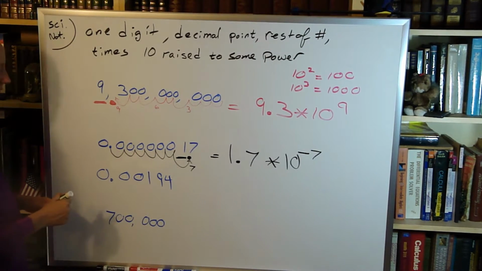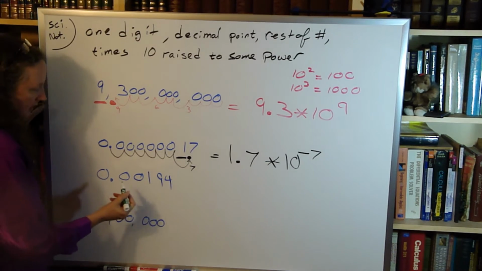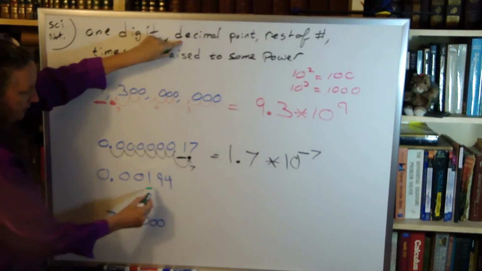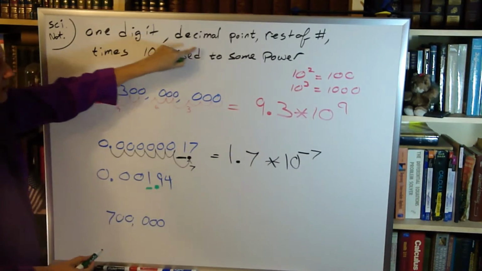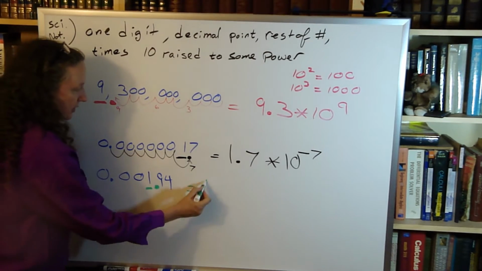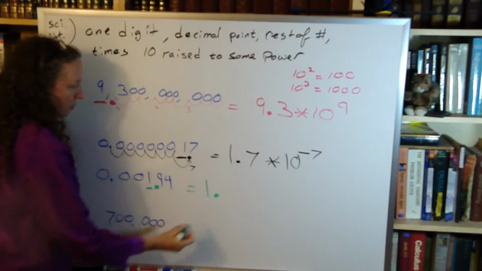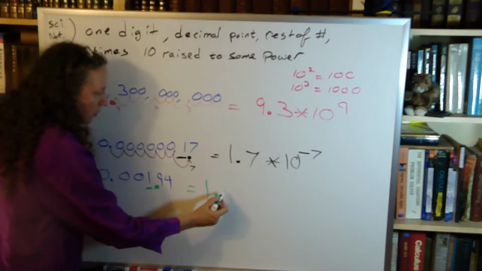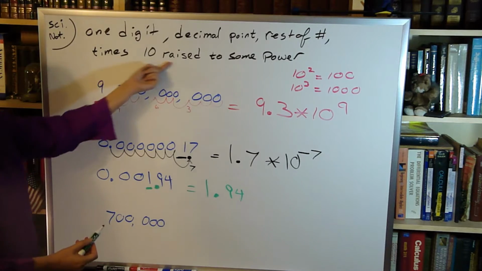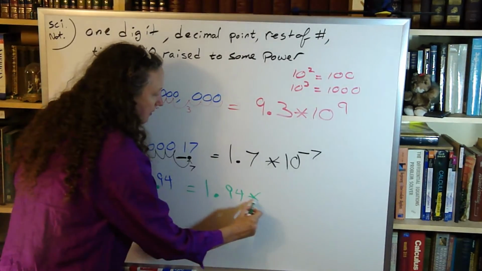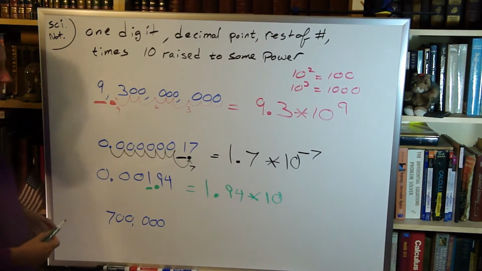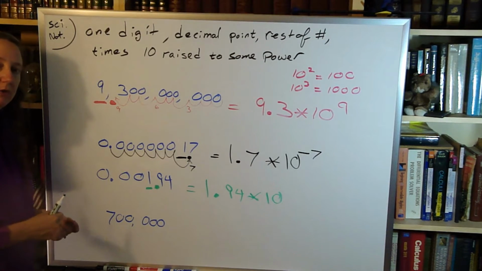Third example that I chose. I want one digit, the decimal point, then the rest of the number. So I have one digit, the 1, decimal point, the rest of the number, 94. 1.94 times 10 raised to some power. Is my power going to be positive or negative?